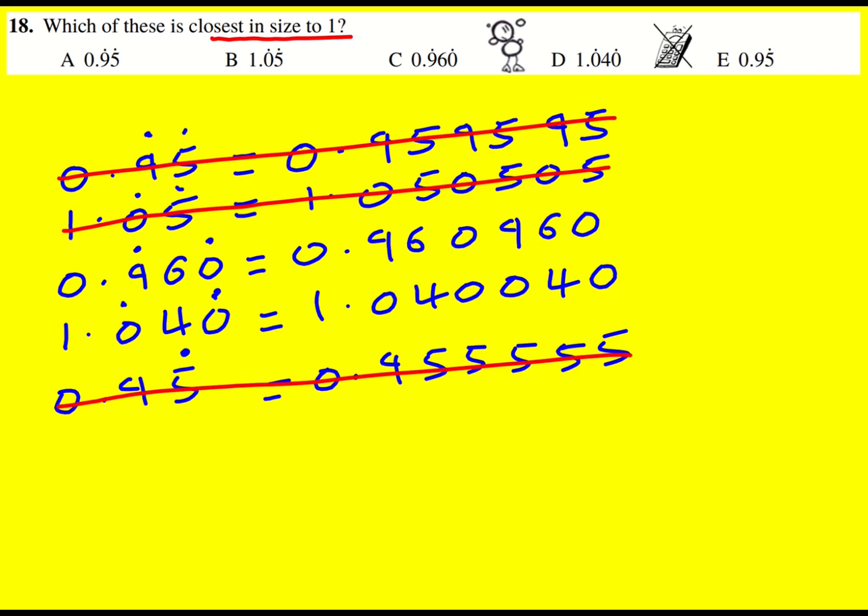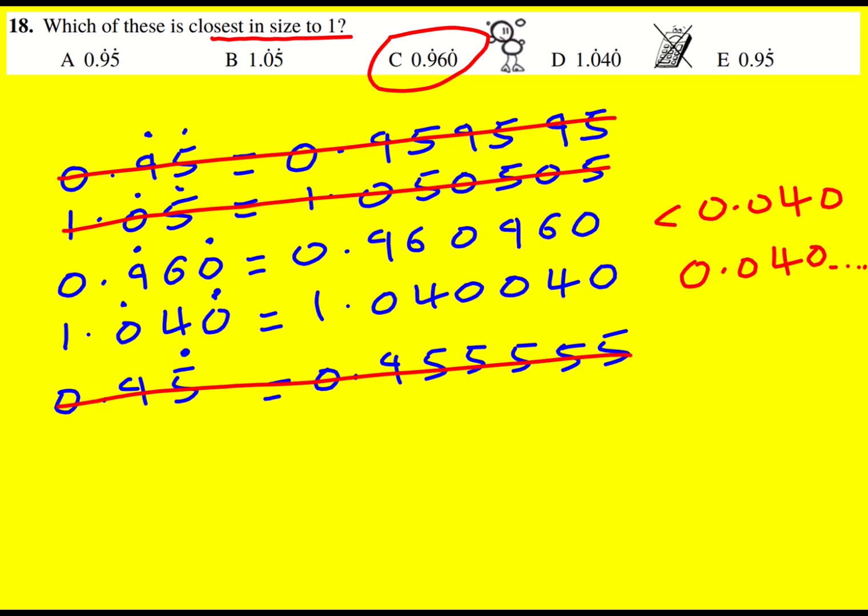So now I just need to think about which is closer. Well, this one is very close. It's 0.040 and so on away from it. But this one is going to be less than 0.040 away from it, because if you added 0.040, you'd get bigger than 1. And so I feel like that's just enough to go by, and we can go with an answer of C.